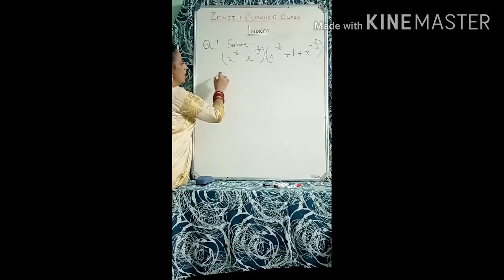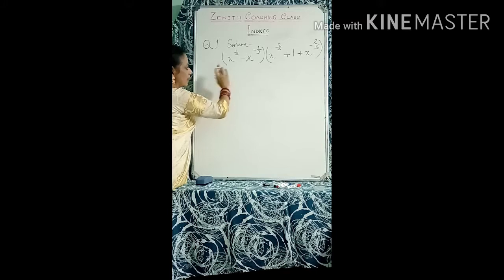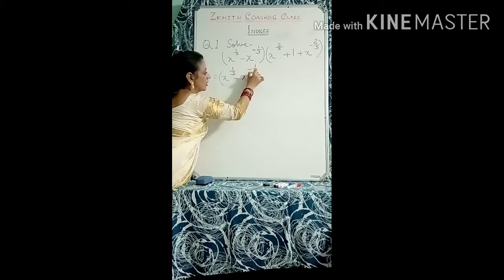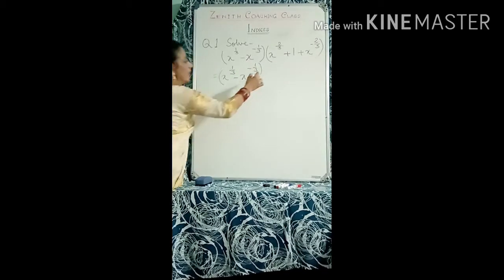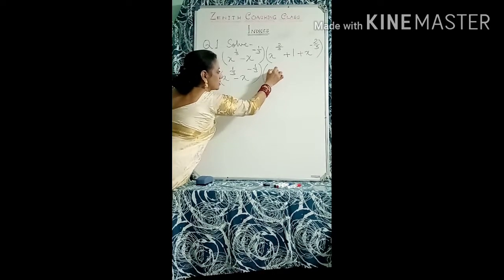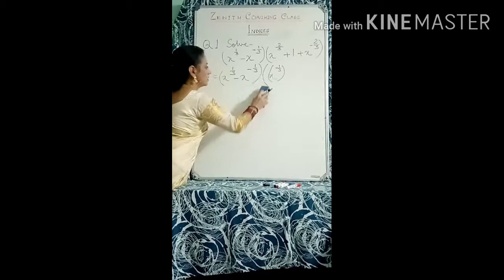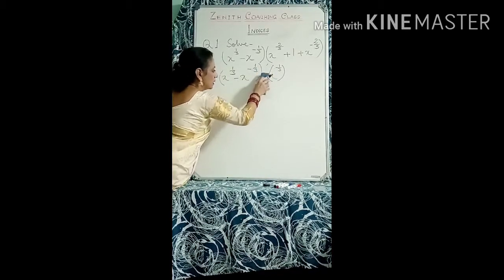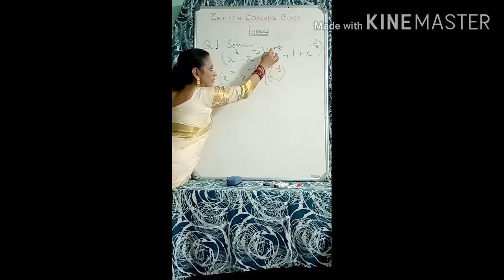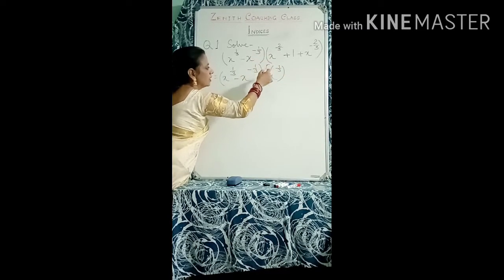So, what you have to write now? You will write again x to the power 1 by 3 minus x to the power minus 1 by 3. And here you will change. What you will change? That is x to the power 1 by 3 square. So, put here the third bracket and x to the power 1 by 3, you will write 2 by 3, but you have to write in a different way.